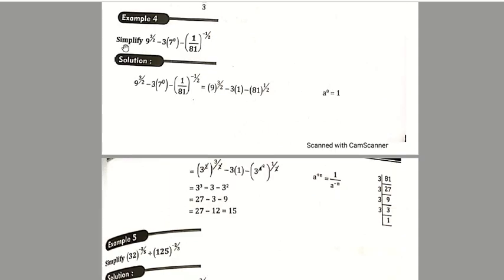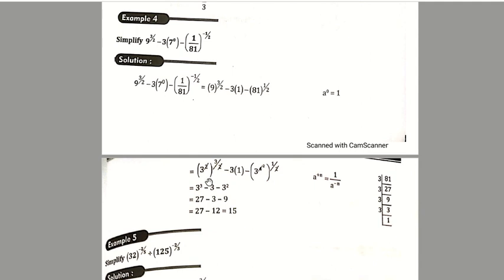So our next question, simplify 9 to the power of 3 by 2 minus 3 into 7 to the power of 0 minus 1 by 81 to the power of minus 1 by 2. So when you simplify it, 7 to the power of 0 is 1. Any number to the power of 0 is always 1. Then 1 by 81 to the power of minus 1 by 2. So when you take the reciprocal, it will become 81 to the power of 1 by 2, because of the minus sign.